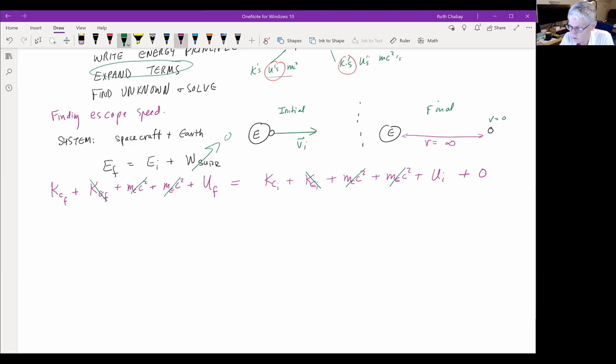And now we just have to take one more step in writing out these terms. So we have a half the mass of the craft times the final speed of the craft squared, plus minus G mass of the Earth times mass of the spacecraft, divided by infinity in this case. And physicists are very happy writing 1 over infinity is equal to 0. Your math teacher might not like that, but if it makes you uncomfortable, you can write it as the limit as r goes to infinity of 1 over r is 0. But for shorthand, we just write 1 over infinity is equal to 0.